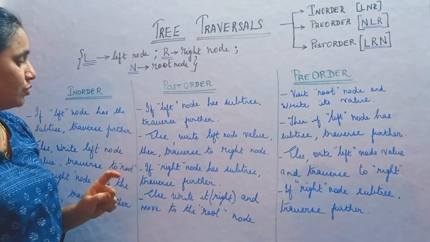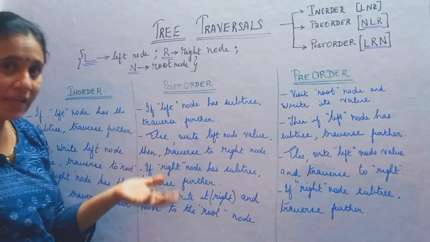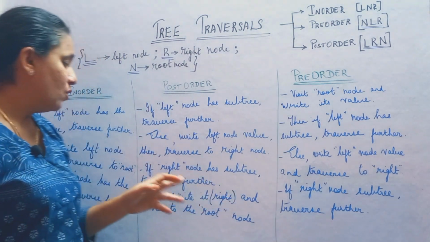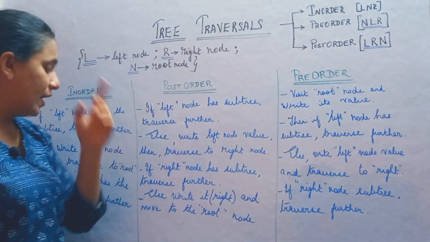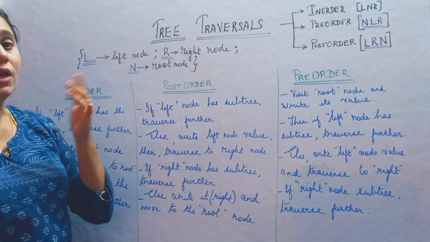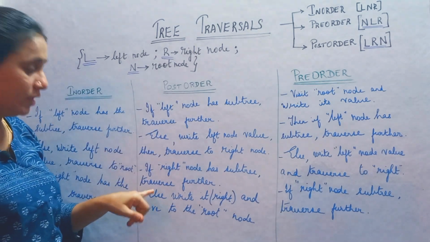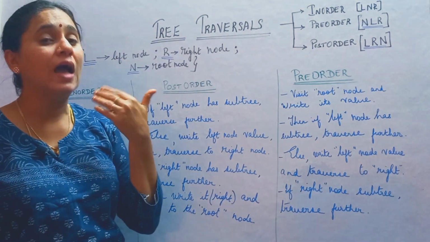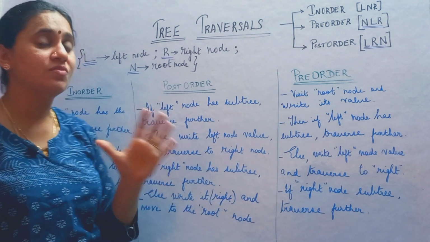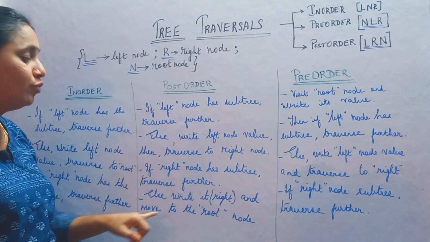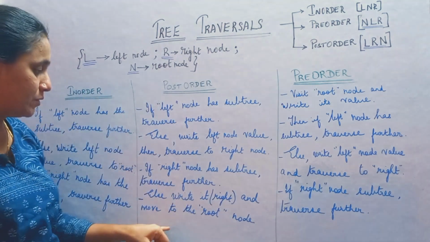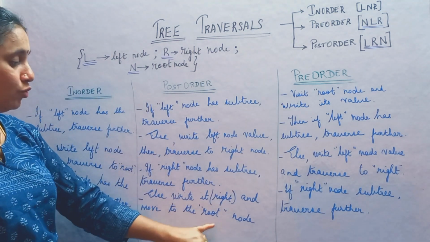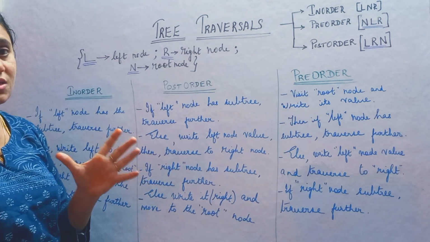So traverse to the right node. Again, if the right node has a subtree, once again you have to traverse further based on the sequence. Else, if the right node does not have a subtree, meaning it is a child node, write the right node value, and next I must move to the root node. Okay friends, is it clear for you?